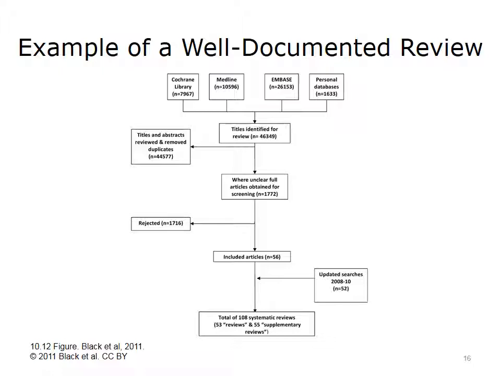This flowchart presents how the search played out. They drew in almost 8,000 articles from the Cochrane Library. Medline contributed another 10,596. Embase, 26,153. Then their personal database. This indicates to me that they're probably using a tool like EndNote to organize and keep their library. I recommend you do the same. This also will help you build your references for your dissertation and keep them in the right places.